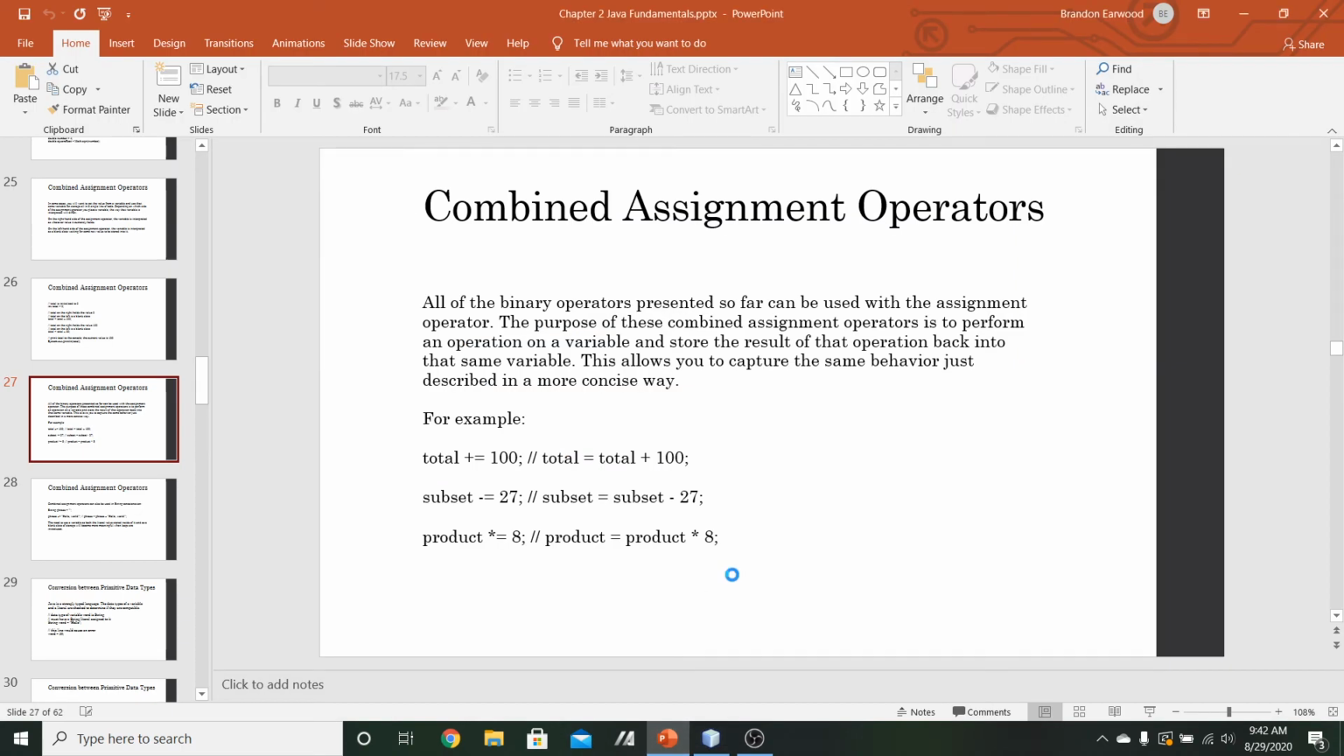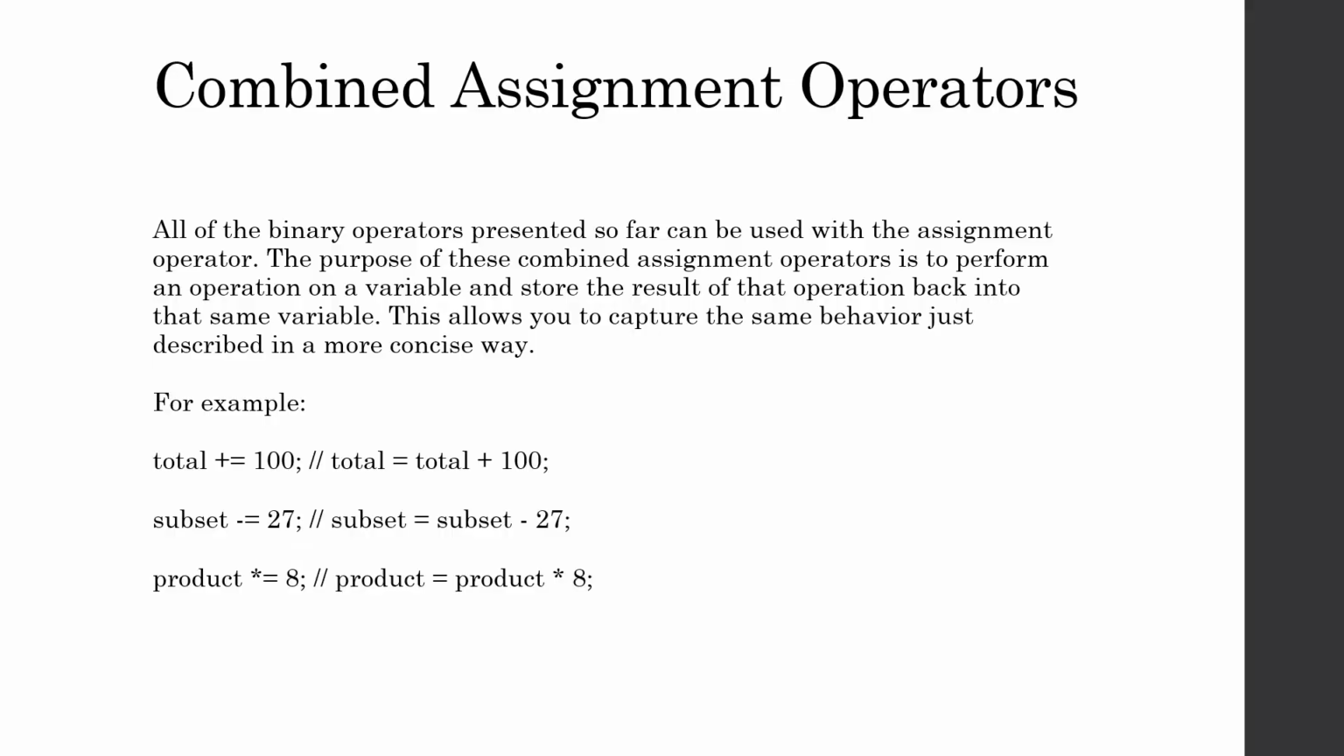In addition to that, we can also do this with our other binary operators. We've got one with the subtraction operator. So we've got subset minus equals 27. That would be equivalent to subset equals subset minus 27. We've also got it with multiplication. So product times equals 8. That would be equivalent to product equals product times 8.